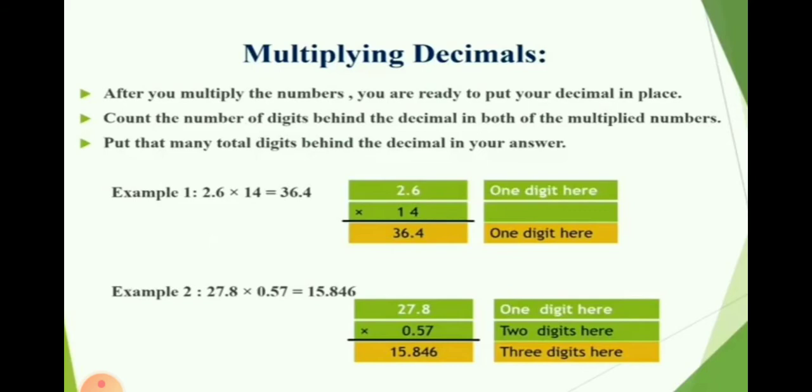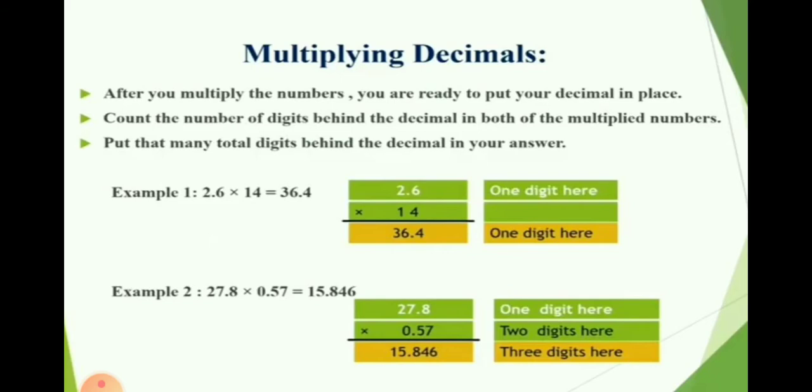Example 1. 2.6 into 14. Let us see. First we will simply multiply the numbers, that is 14 into 26. You can assume 2.6 to be 26. So if we multiply simply, we will know that our answer is 364.